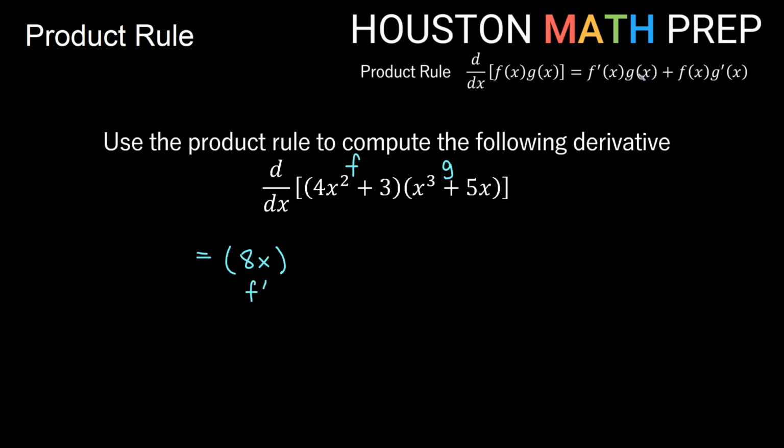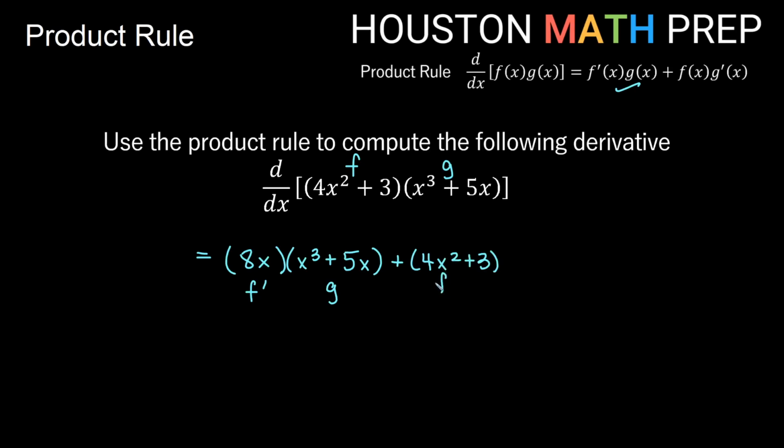And now g, so that just means leave g alone, don't do anything to that. So that will be x cubed plus 5x. That's our g part. And now we've done the first half, so now we add and then we do the derivative of the opposite function, right? So leaving f alone this time, that would mean we keep the entire 4x squared plus 3.